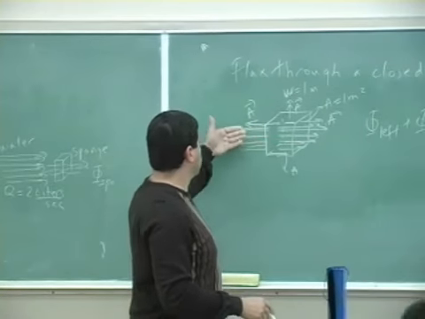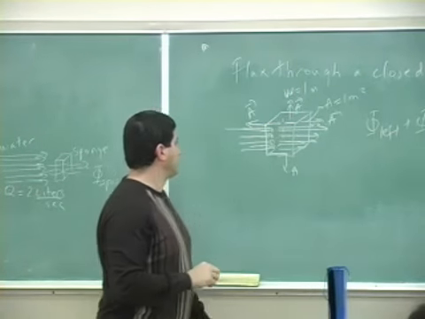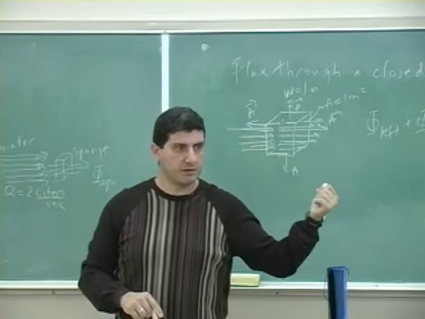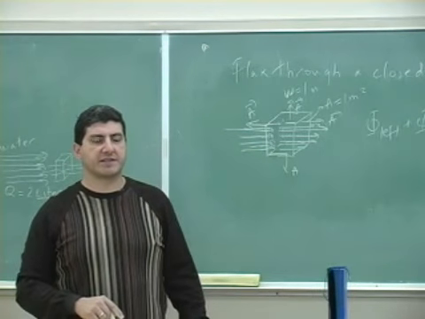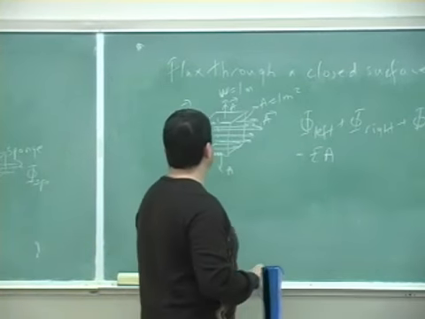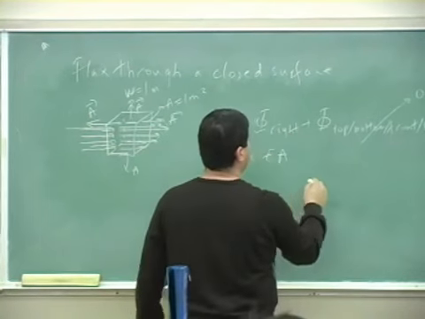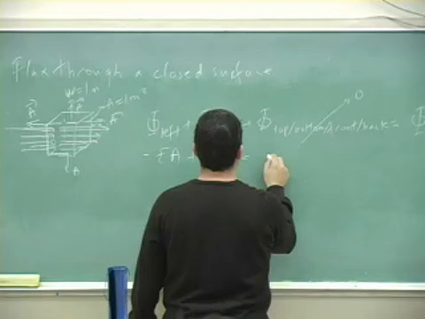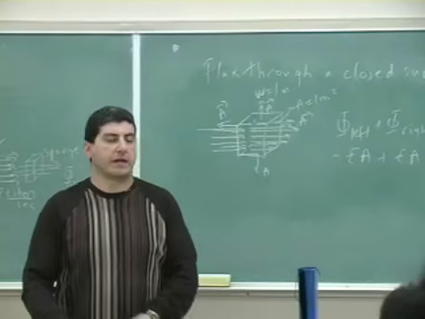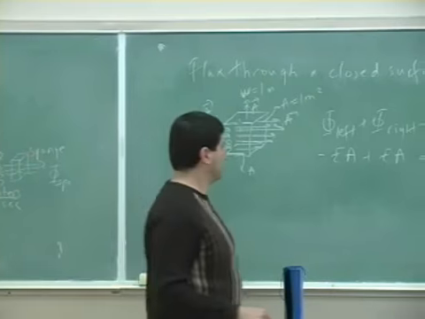So from the left side, the electric field lines are going in, and the A is to the left. That means their dot product is negative, right? So the flux from the left side is going to be negative EA. And then the flux from the right is going to be positive EA. And then this is a 0, so we have the total flux. Okay? And so the total flux is 0 in this case.